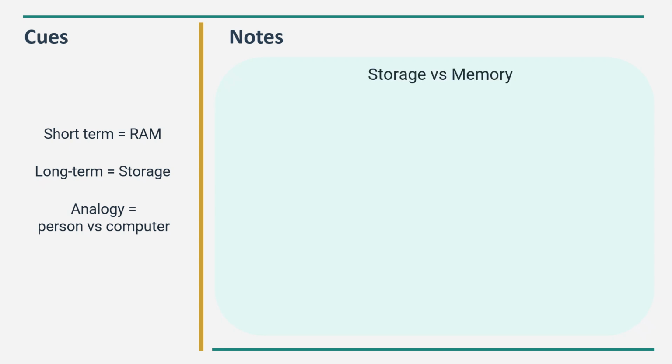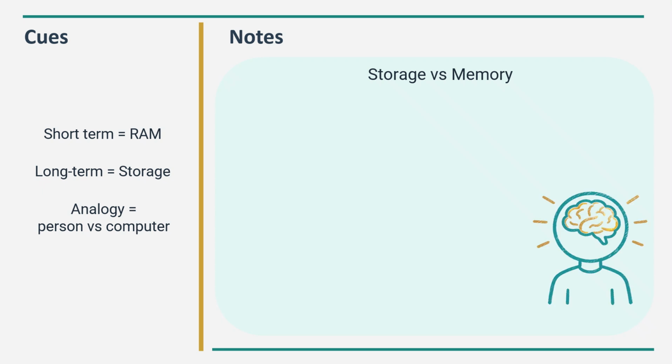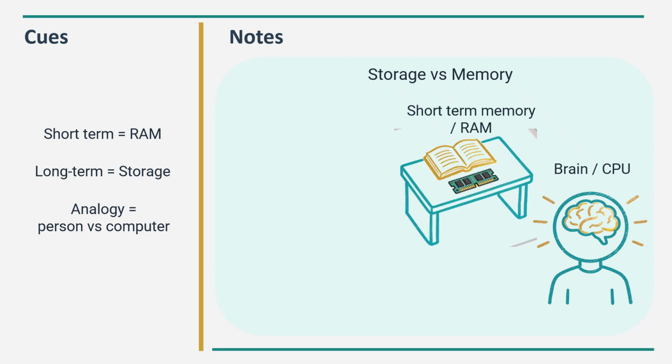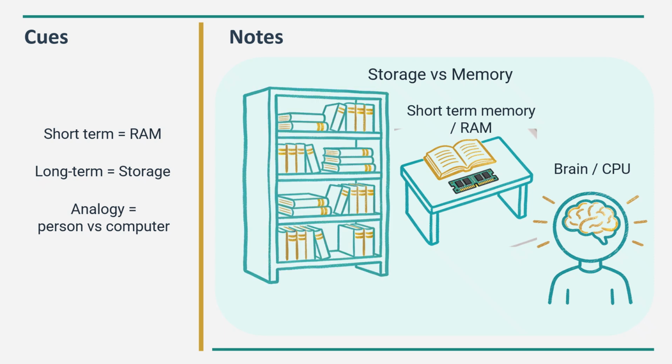Let's go back to the person analogy from video 2. You as a person has a brain, and your computer has a CPU, which does the same function. However, your short-term memory is what you're thinking about right now, the few things you juggle at the same time. Your long-term memory is like a bookshelf where you store information for later, even when you're not thinking about it. Computers are exactly the same. RAM is our short-term memory, storage our long-term memory.